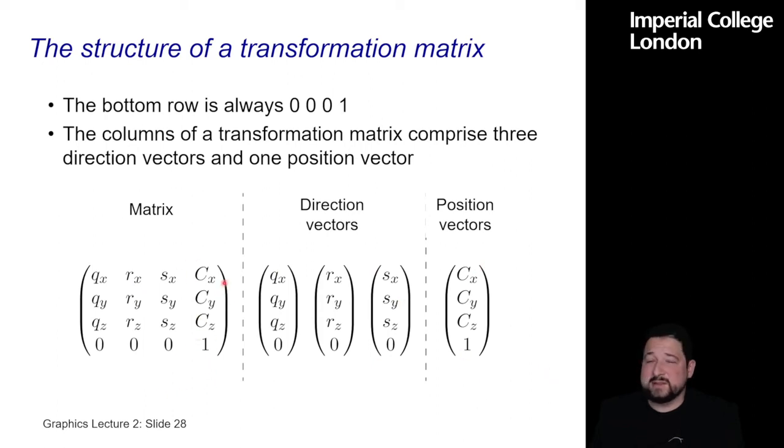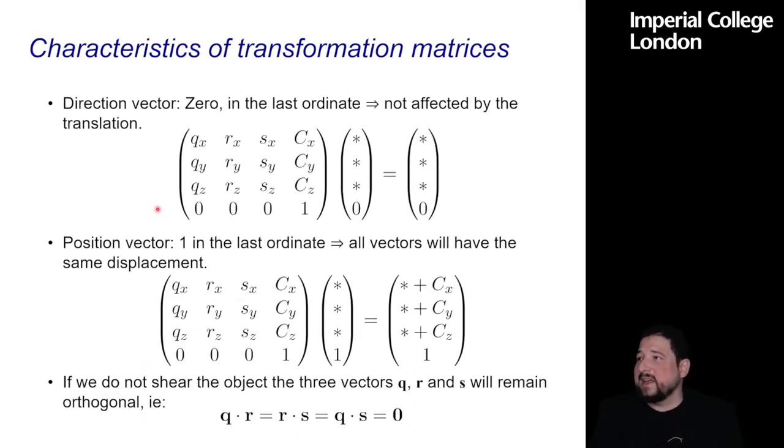So this was our translation. This was our rotation, right? What if you now take a second or so and think what these 3 could be? It's becoming really, really interesting what this transformation matrix actually does. So assuming the bottom row is always 0, 0, 0, 1 here, what we get is that the last ordinate is not affected by any translation. Okay, the position vector here in the last ordinate means that all vectors will have the same displacement here.